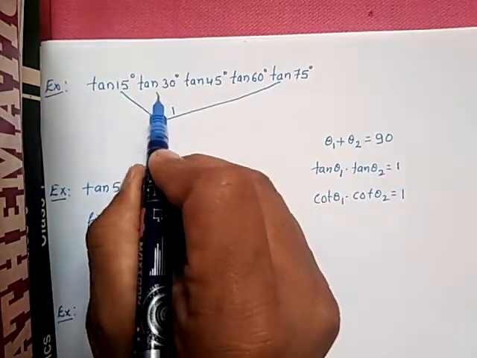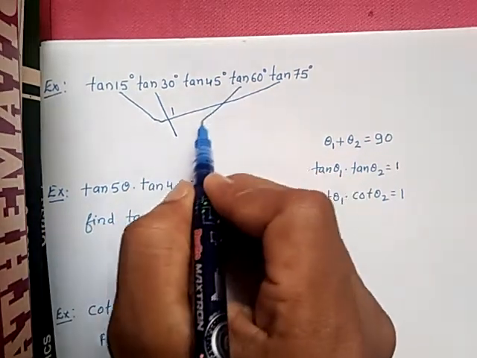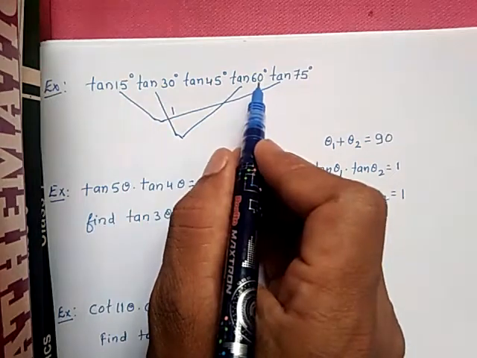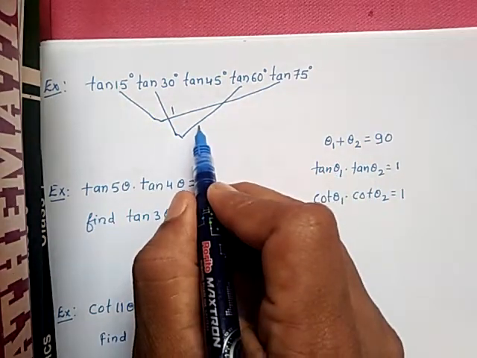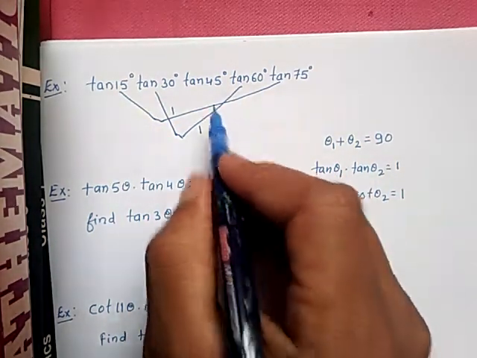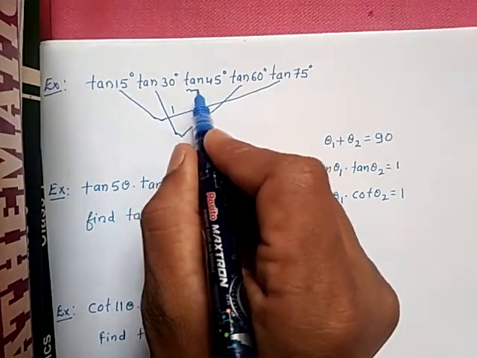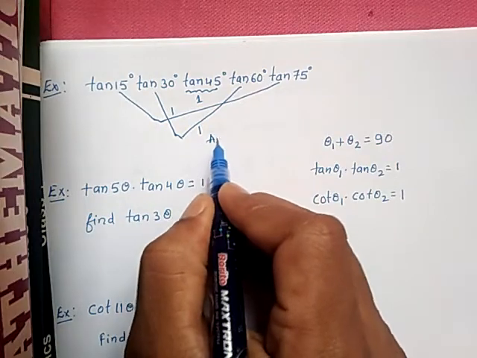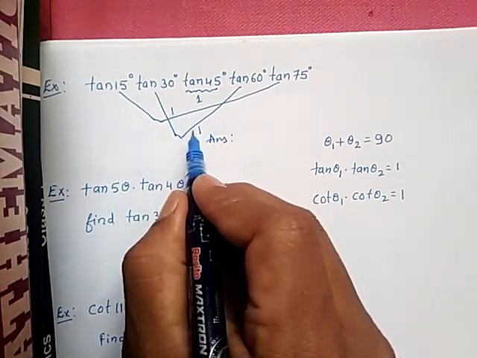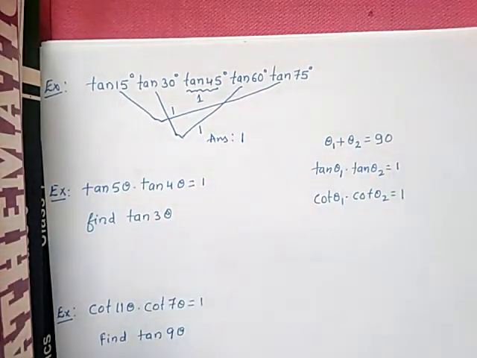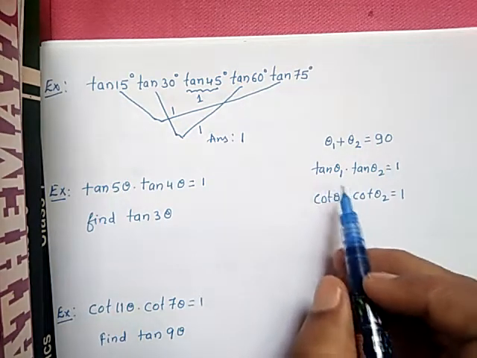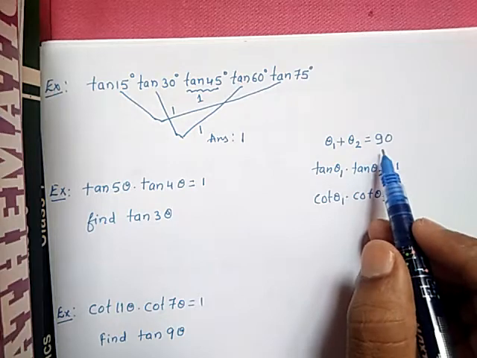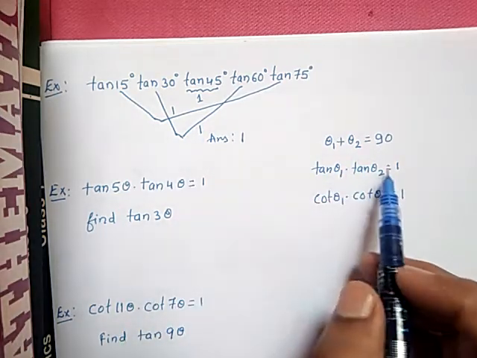So similarly now you can take tan 30 and tan 60. Here 30 plus 60 is 90. So again it will be 1. Now what is tan 45? Tan 45 is 1. So what is the value of this one? The answer is 1 into 1 into 1, so the answer will be 1. So like that you can say, tan theta 1 into tan theta 2 is equal to 1 when theta 1 plus theta 2 is equal to 90. If it is happening, then you can write here 1.